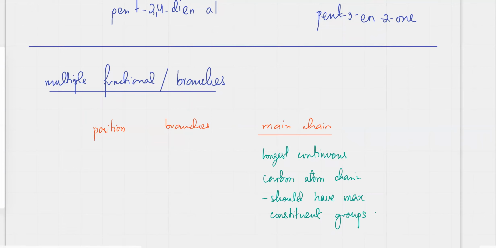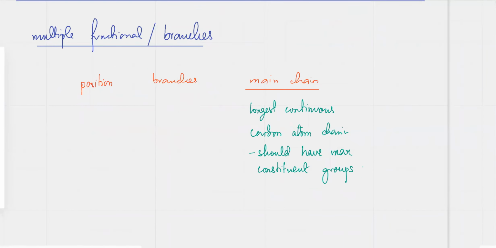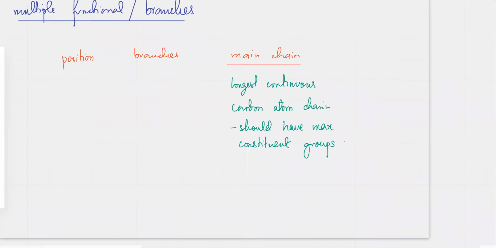Like anything, any group that's important, any functional group, it should be on the main chain. So it's the longest continuous carbon atom chain, which should have the maximum constituent groups, whether they're double bonds or OH groups. Most of the things must be attached to the main chain. For example, I've got a molecule and it's got these branches, and there's an OH attached and an H attached to an H attached over here.